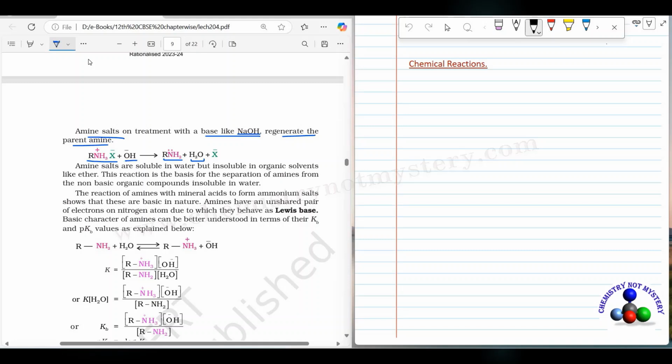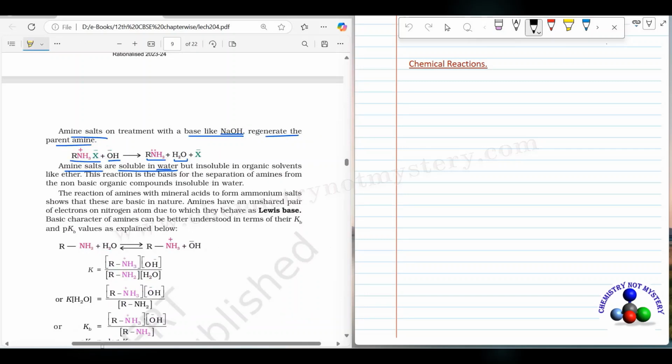Amine salts are soluble in water but insoluble in organic solvents like ether. This reaction is the basis for the separation of amines from non-basic organic compounds insoluble in water. As the amine salts are polar in nature, they are ionic compounds, and all the polar and ionic compounds are soluble in water. That's why amine salts are soluble in water, while they are insoluble in organic solvents.